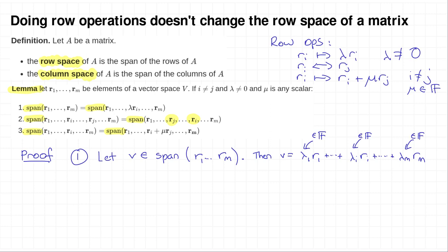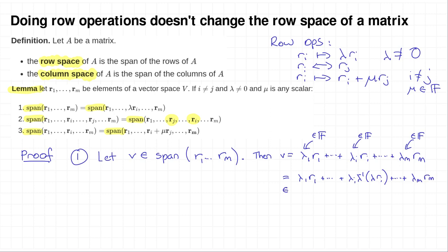We have to show that this is also an element of the right-hand side. In other words, this is also a linear combination of R1 up to Ri minus 1, and then lambda times Ri, and then Ri plus 1 up to Rm. But that's easy, because remember here, lambda is supposed to be a non-zero scalar. So I can just write this. I'm going to keep all of my terms the same, except when I get to the ith term, I'm going to write this as lambda i times lambda to the minus 1, that's allowed because lambda was non-zero, times lambda Ri. And then I'm going to keep all the other terms the same.